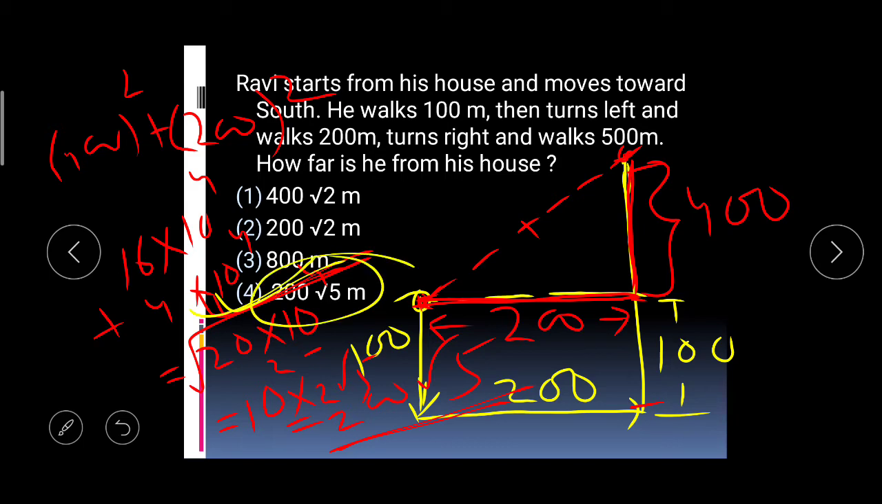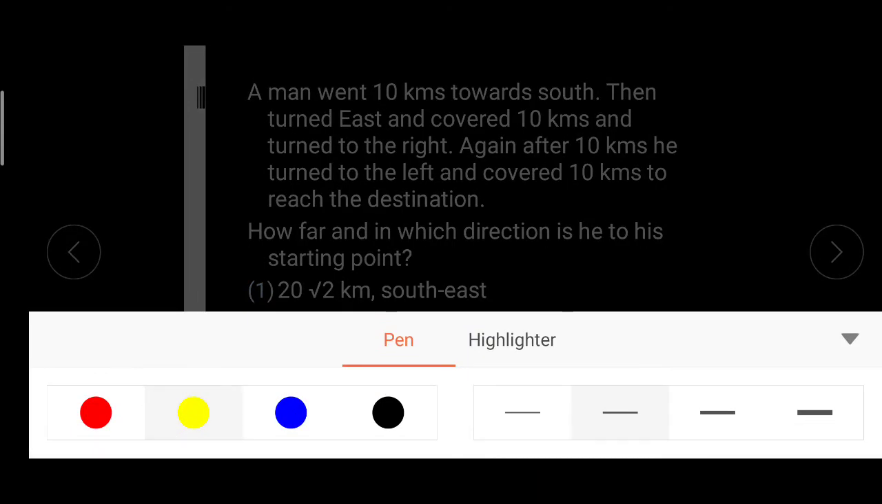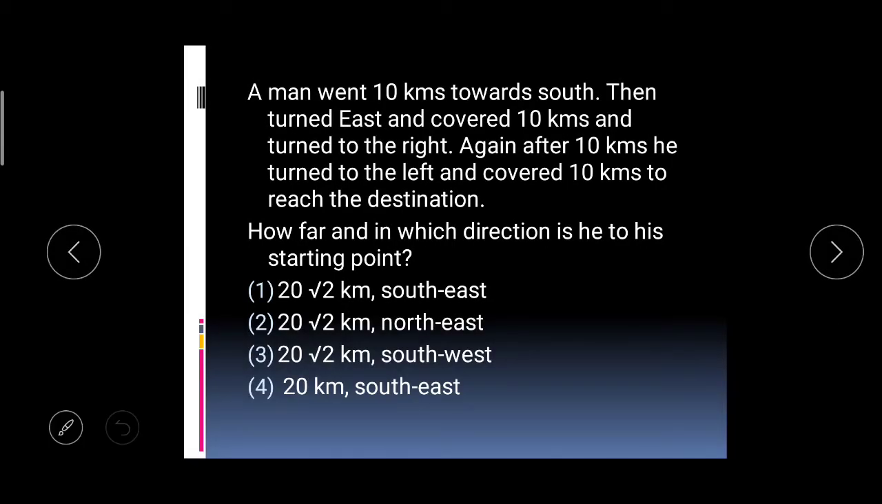Okay. Let's see the other question. A man went 10 kilometers towards south. Okay. So a man is going 10 kilometers towards south. I will just select the pen. This is 10, right? Okay. Then turns east and covers 10 kilometers. Again it covers 10 kilometers.